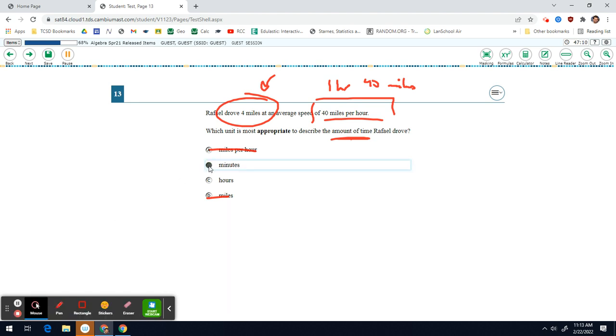Say that we were going 400 miles, right? Say instead we're going 400 miles. Well, then yes, if you're going 400 miles, I would do it in hours, because that's a lengthier amount to drive, so I would use hours. But 4 miles, it's going to be a small amount of hours, which is why I would use minutes.